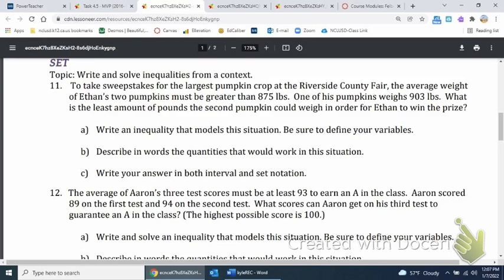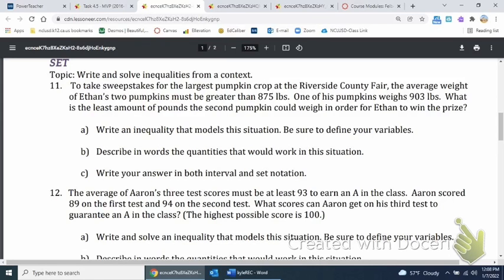They tell us that they're trying to do this competition for the largest pumpkin. They say that the average weight of your 2 pumpkins has to be bigger than 875 pounds. Greater, so that's obviously right there. It's telling us it's going to be a greater than when we write this inequality, because whatever the average is must be greater than 875.